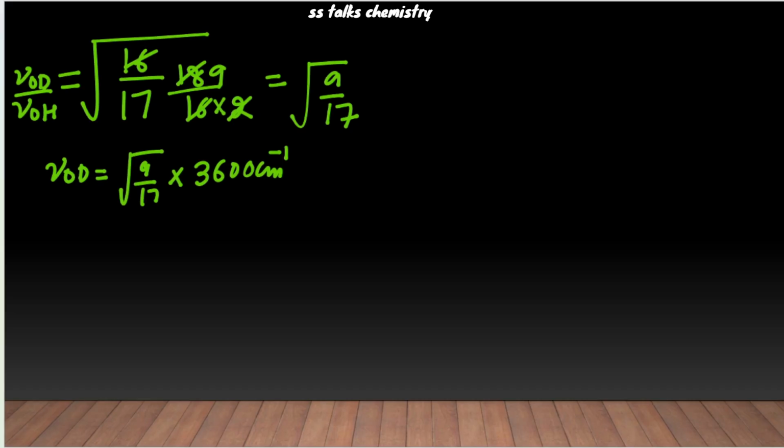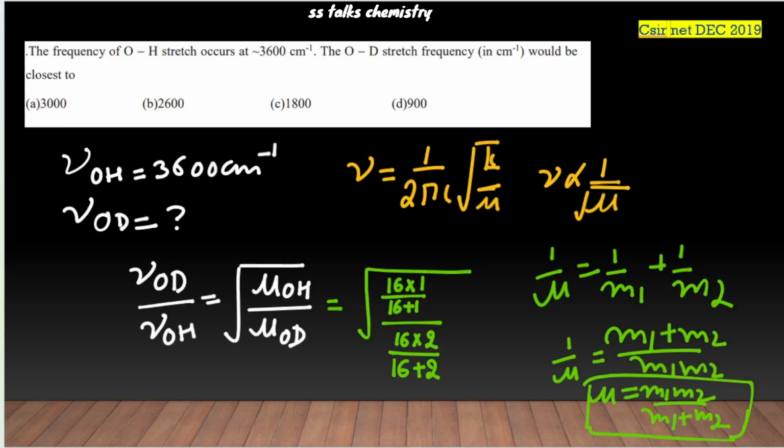So the stretching frequency of OD will be the square root of 9 by 17 into 3600 centimeter inverse, which was the stretching frequency of the OH. On solving this, the value we will get is 2619.3 centimeter inverse. Now from the options, the closest one is being asked, so around 2600 the value will be there. So option B becomes the right one.